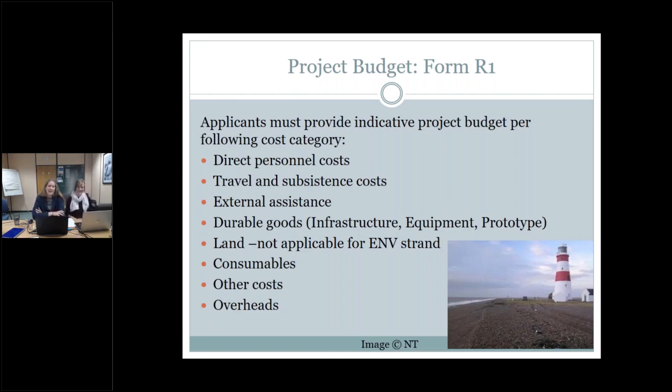So we have a question. Will partners from the UK be eligible to LIFE projects? Oh. Yeah.